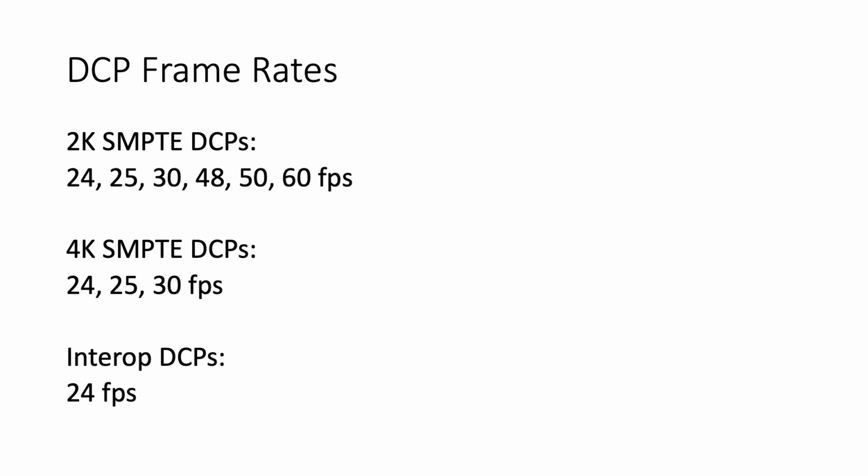For 2K and 4K SMPTE standard DCPs, the frame rate may be 24, 25, or 30 frames per second, and 2K SMPTE standard DCPs can also be 48, 50, or 60 frames per second. For the older standard inter-op DCPs, the frame rate should be 24. The SMPTE standard has been in place since 2009, and this is the standard that I recommend using.